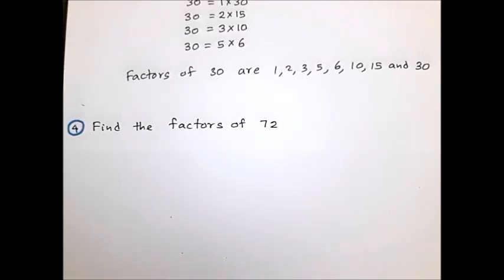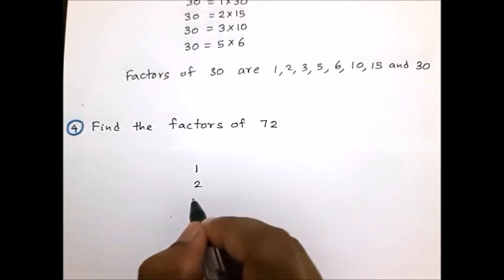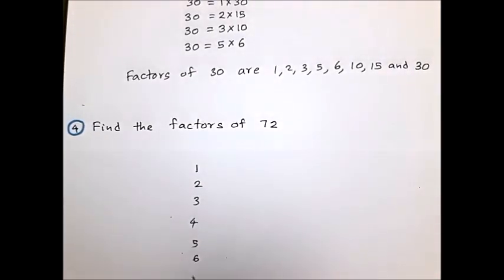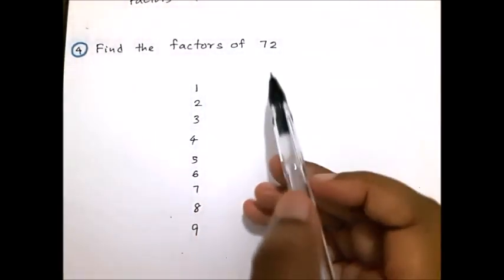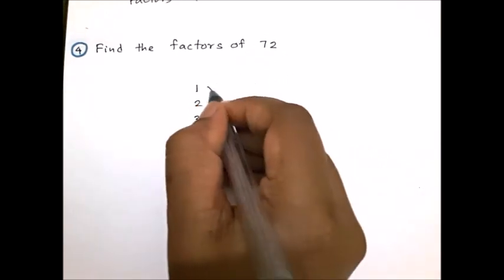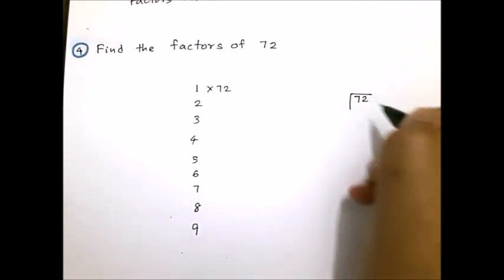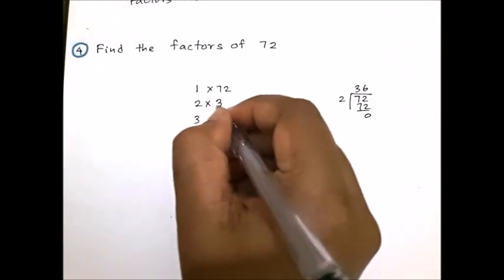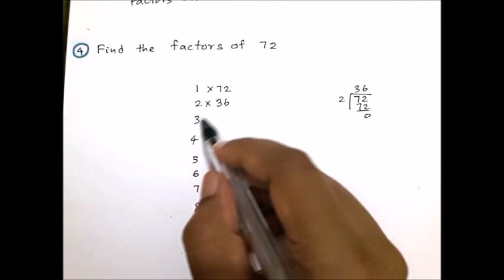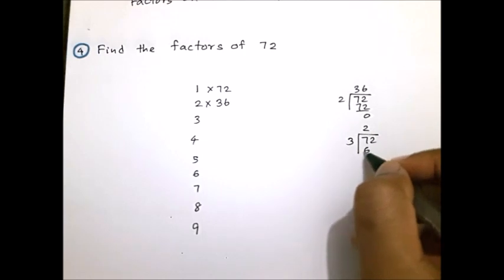Let's start the fourth example. Find the factors of 72. I am going to write numbers from 1 to 9: 1, 2, 3, 4, 5, 6, 7, 8, 9. How can you obtain 72? 1 multiplied by 72. 2 multiplied by which number? 72 divided by 2 is 36. 2 multiplied by 36 is 72. Then divide 72 by 3.